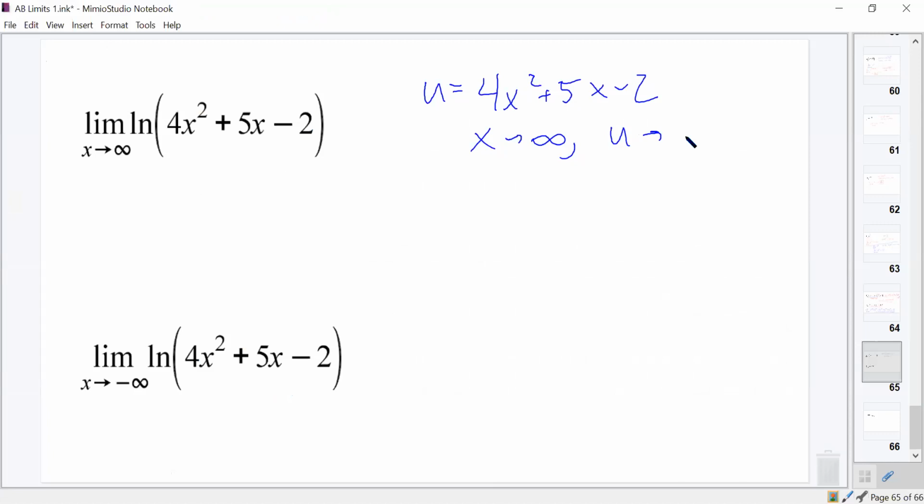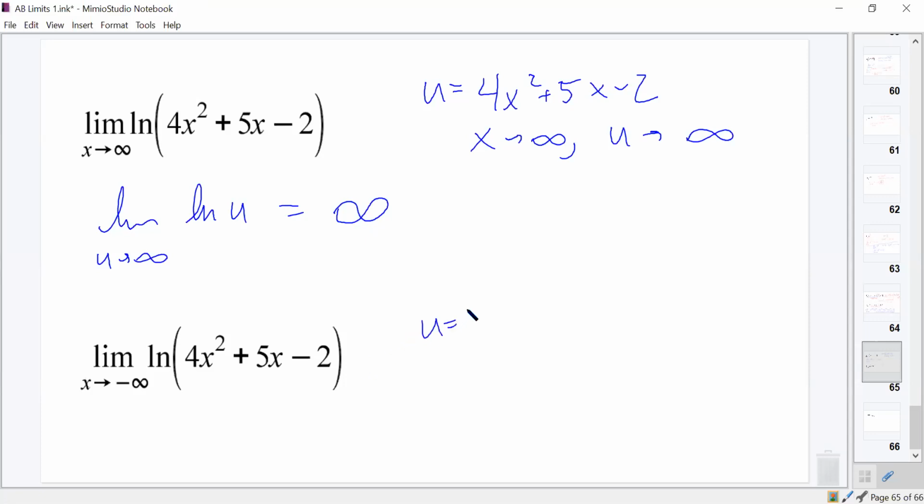Infinity. Positive. Which just gives us the limit as u approaches infinity of natural log u. And we just said that as a natural log function, if you plug in large numbers to it, it goes towards infinity.